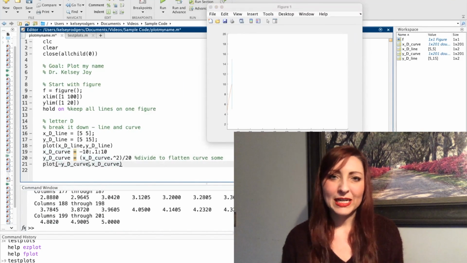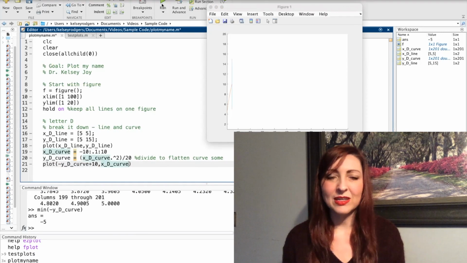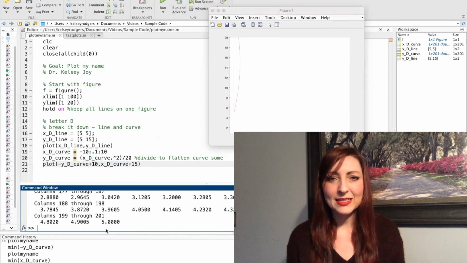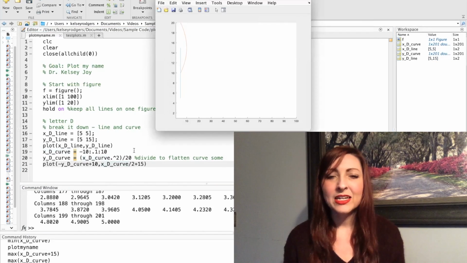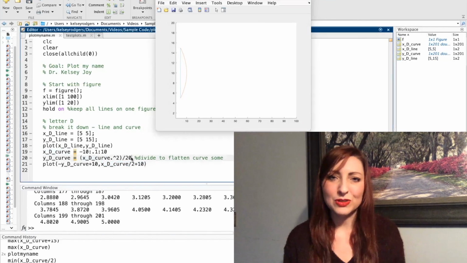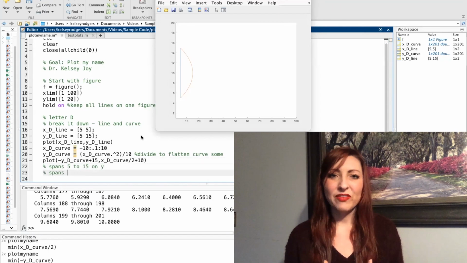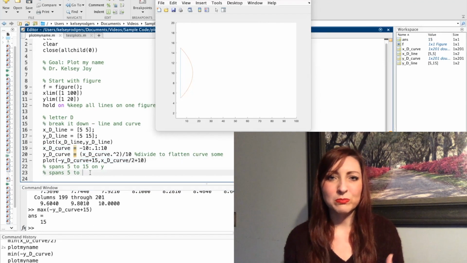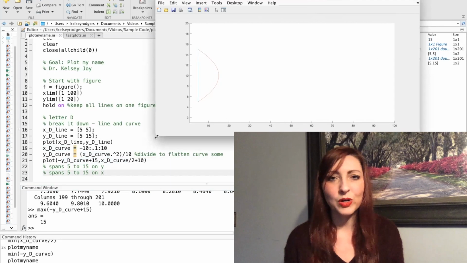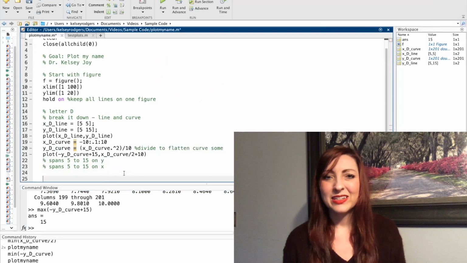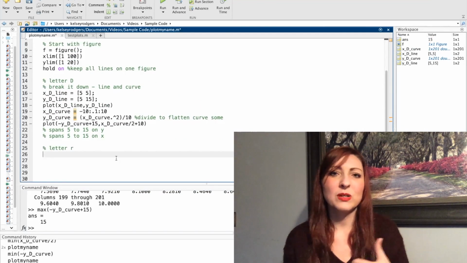Now, after I plot it on here, I'm going to have to shift it some. If I want to shift across the x-axis, then I need to add values to x, shift up the y-axis, add values to y, and shift the opposite directions, then subtract. And if I want to scale it further, I can either use multiplication or division, depending on what I'm trying to do. So once I have my first letter, then I can move on to my second letter.